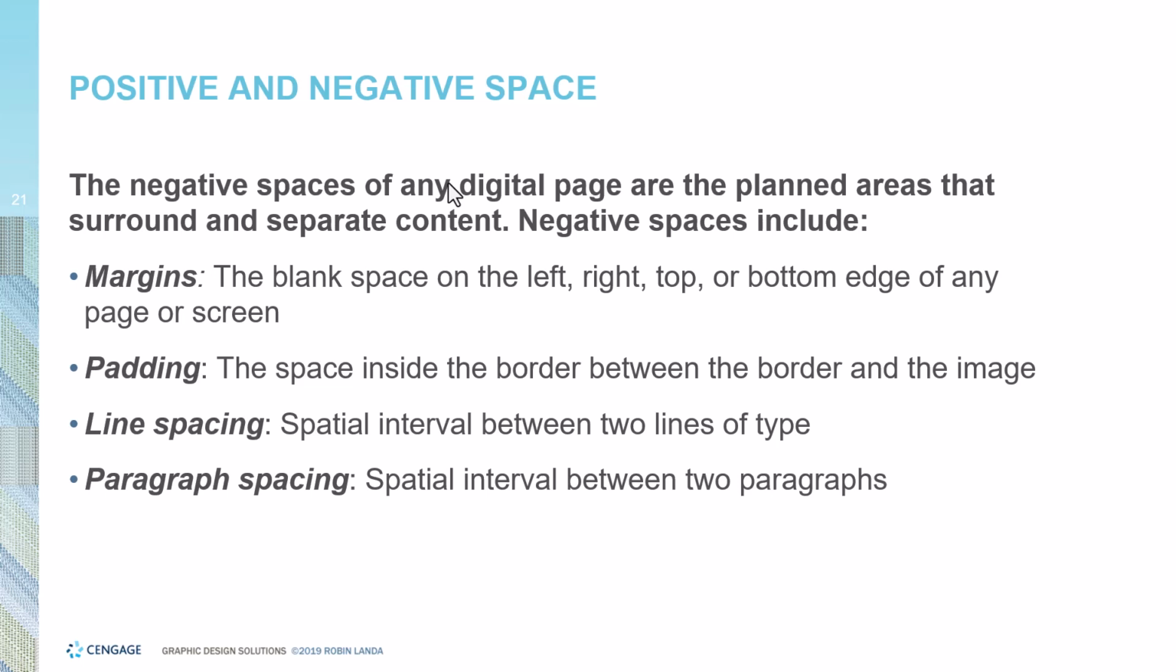Negative spaces include the margins, the blank space on the left, right, top, and bottom edge of any page or screen. Padding, which is the space inside the border between the border and the image. Line spacing, which are the spatial intervals between two lines of type. And paragraph spacing, which is the spatial interval between two paragraphs.